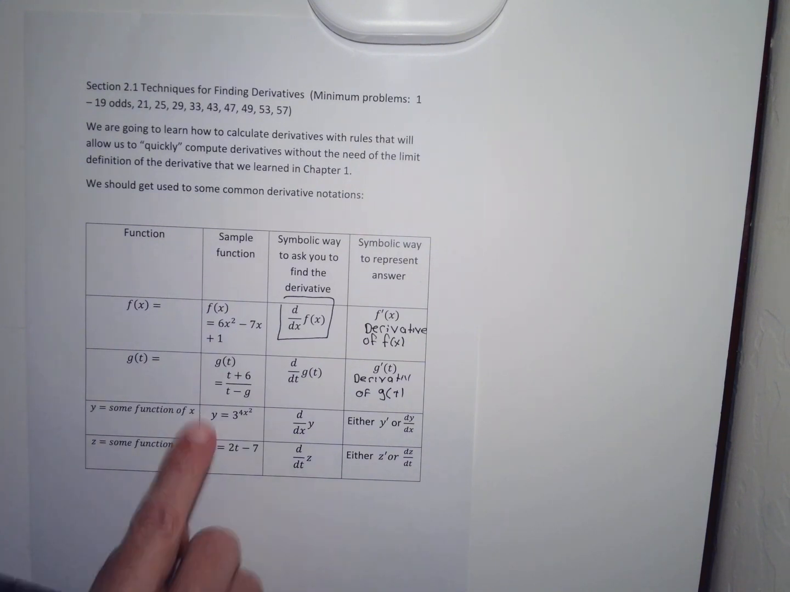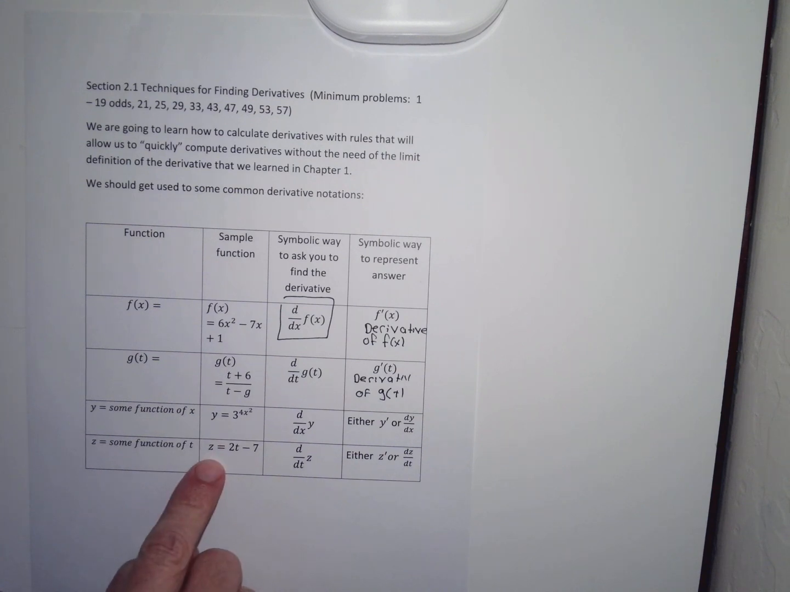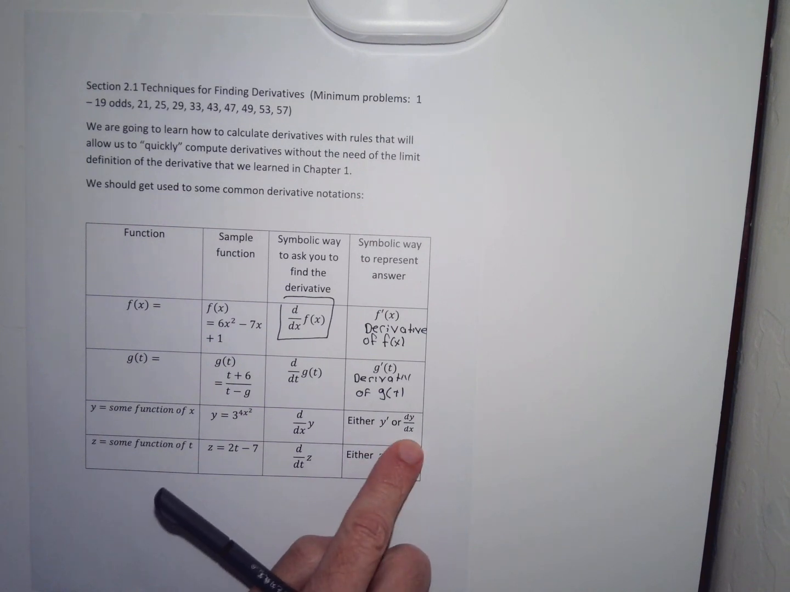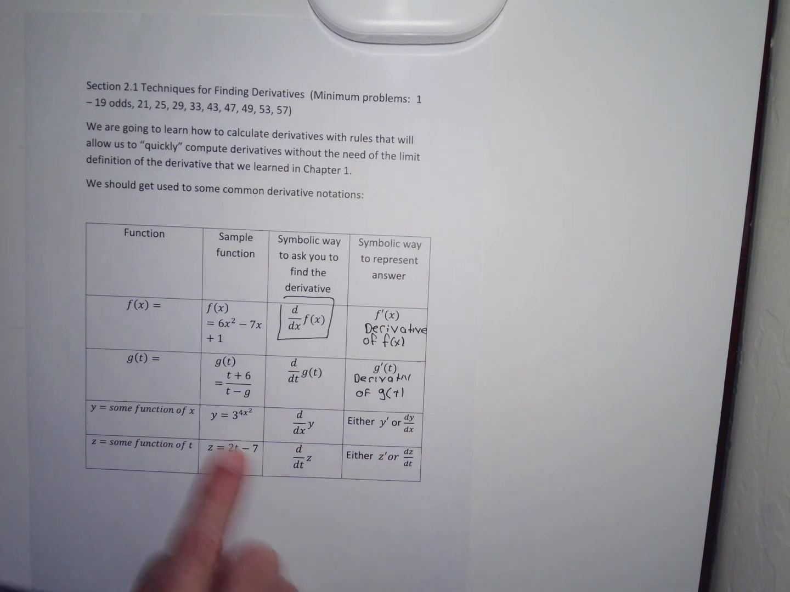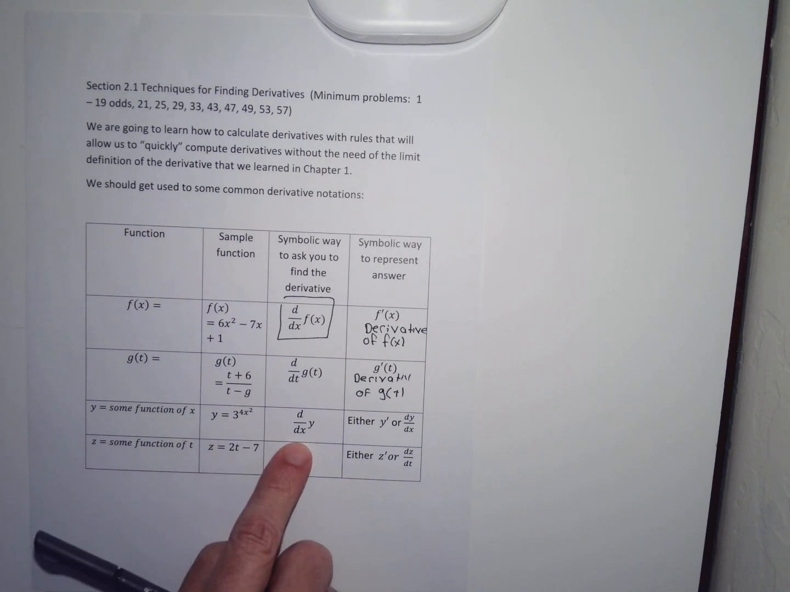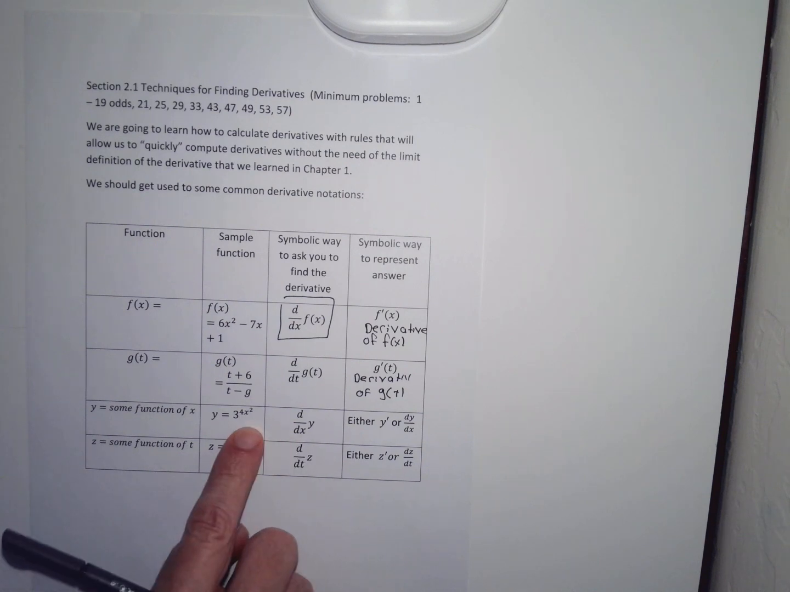When we get functions that are solved for y or solved for z and not written using function notation, then we can still use that prime symbol to represent the derivative, or we could also use this symbol, and in chapter 4, this symbol is going to be a little important. Now it's not so important. But if I had a function like y equals 3 to the 4x squared, putting a d dx next to the y, that's a symbolic way to ask you to find the derivative of this function.